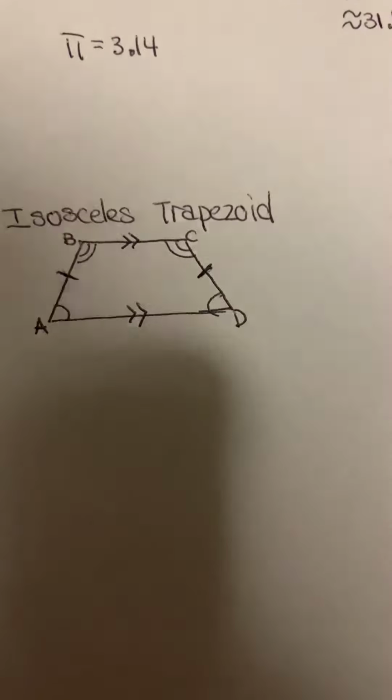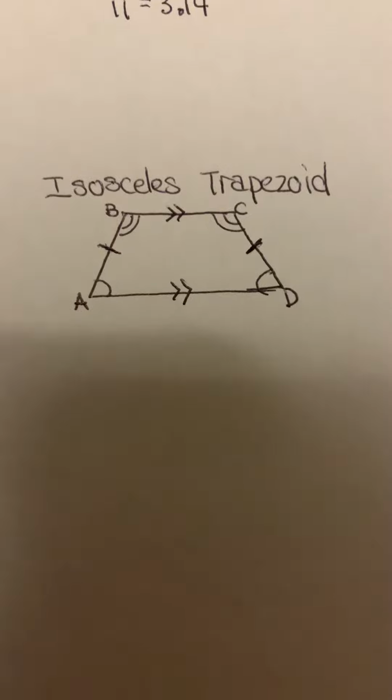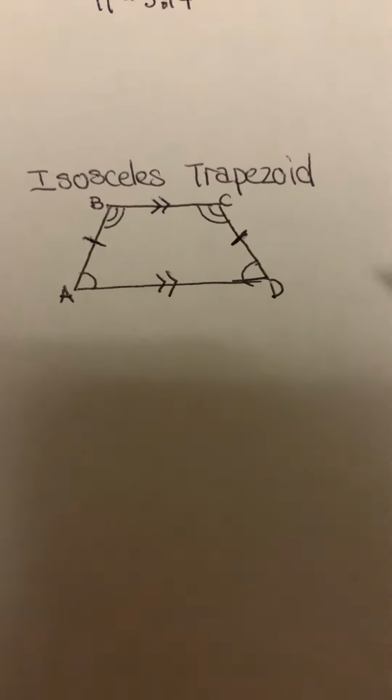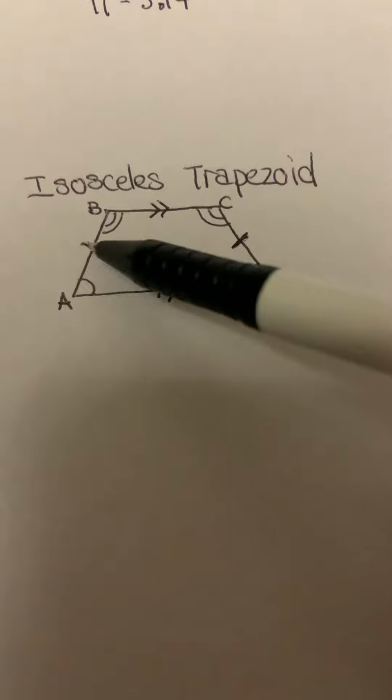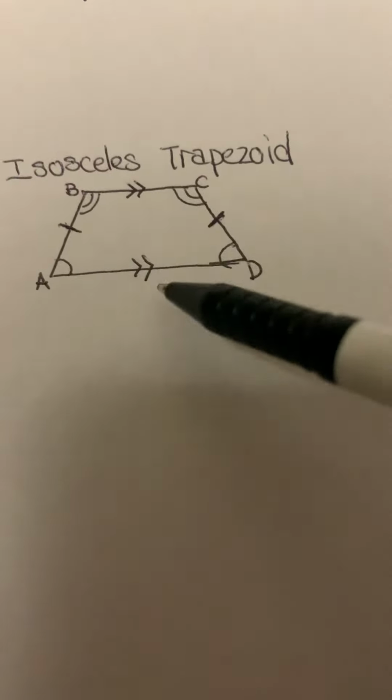Alright, so today we're going to be looking at trapezoids. Something important to know is this is an isosceles trapezoid. So that means that this side BA is congruent to CD. Remember that these tick marks tell you when the sides are congruent. These little arrows pointing in one direction tell you that these two lines are parallel.